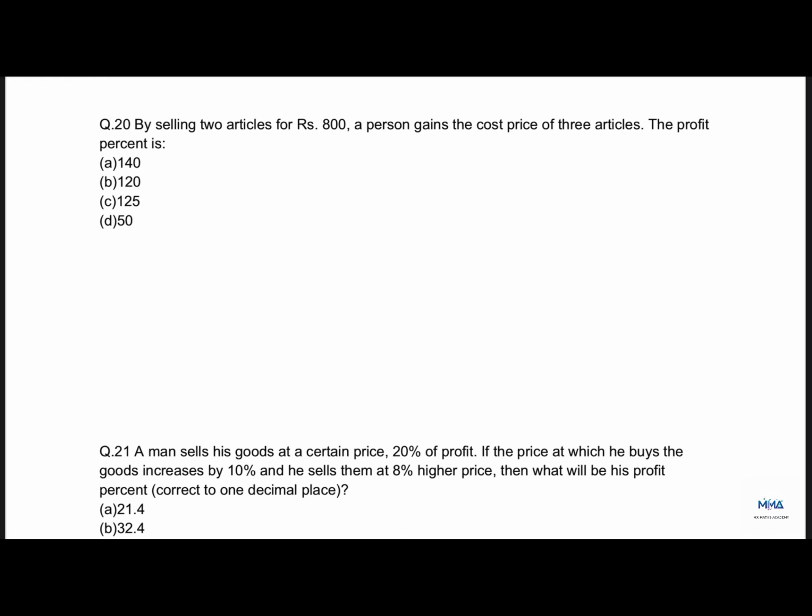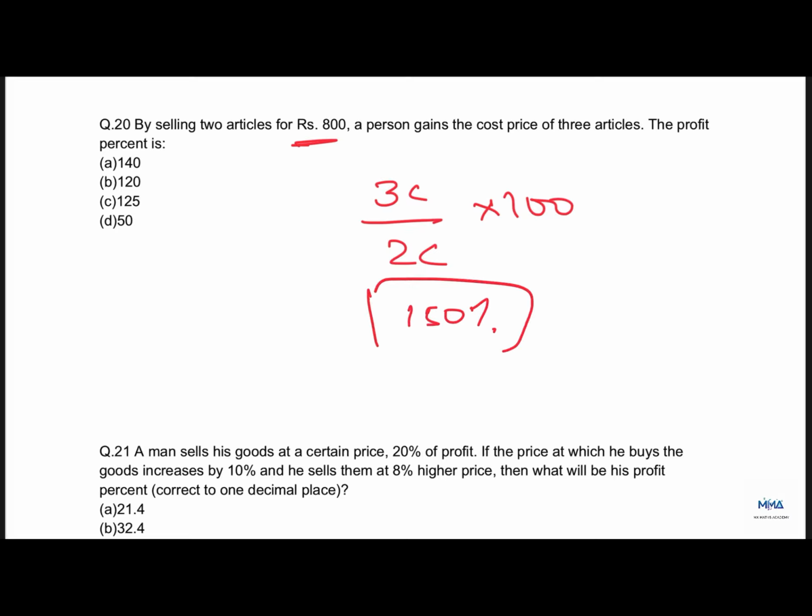By selling 2 articles for rupees 800, a person gains the cost price of 3 articles. What is the profit percentage? Okay, in this question, this is not needed. Since on selling 2 articles, he gains the cost price of 3 articles, the gain is going to be 3C, which is basically 3 times the cost price. And we know the cost price of the 2 articles is 2C. The answer is going to be 150%. Oh, I think there's no option, but 150 is the answer.